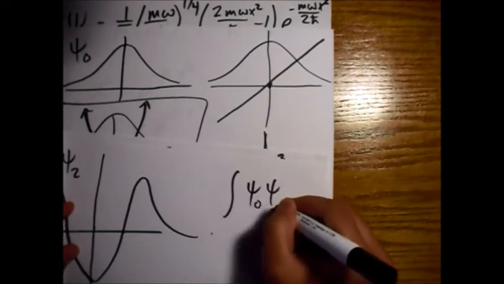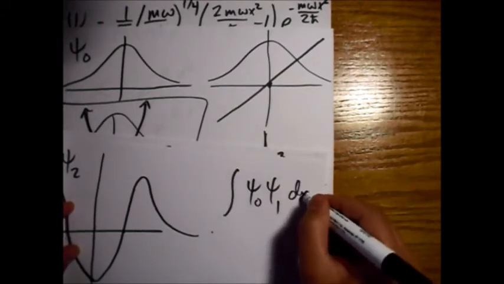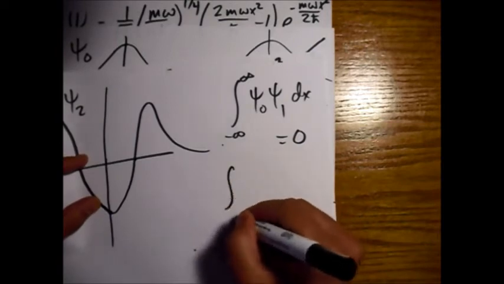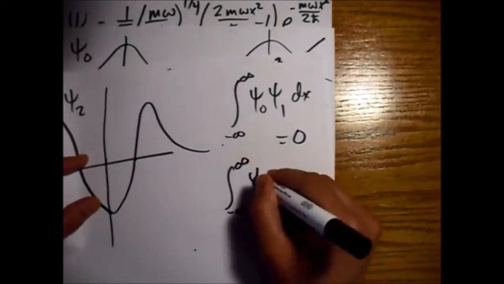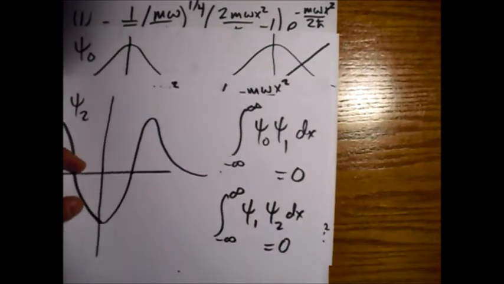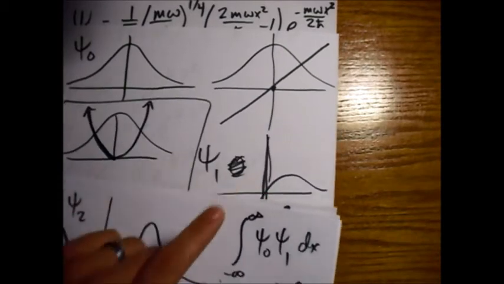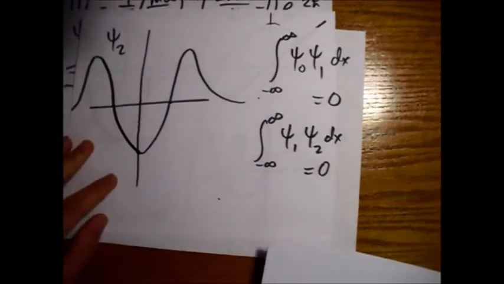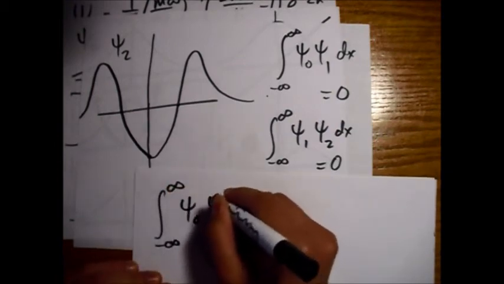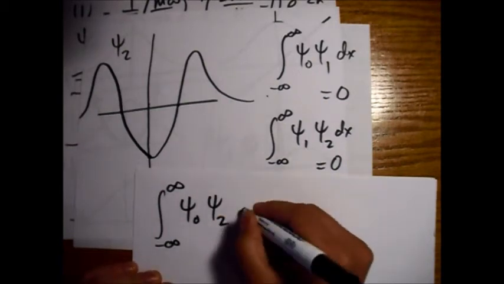So this one is going to equal 0, and also this one. All right, because here we have this odd function, so even and odd and even, these two will go to 0. All right, so the one we're left to do is the 2 even functions. We want to check orthogonality for the ground state and the second excited state.